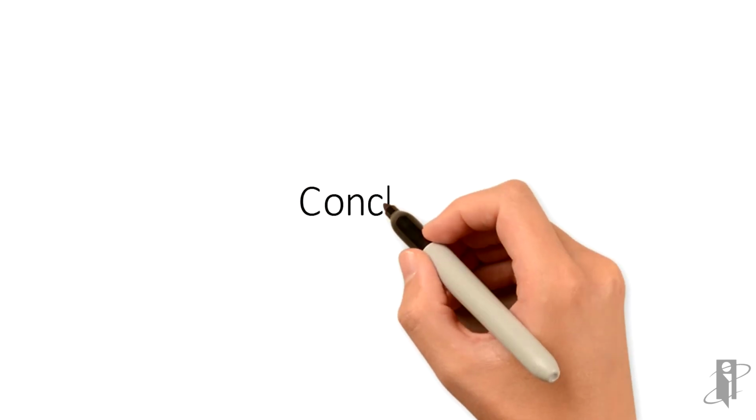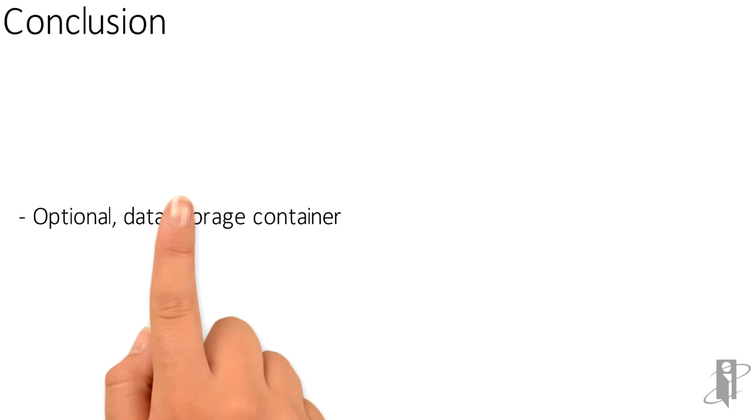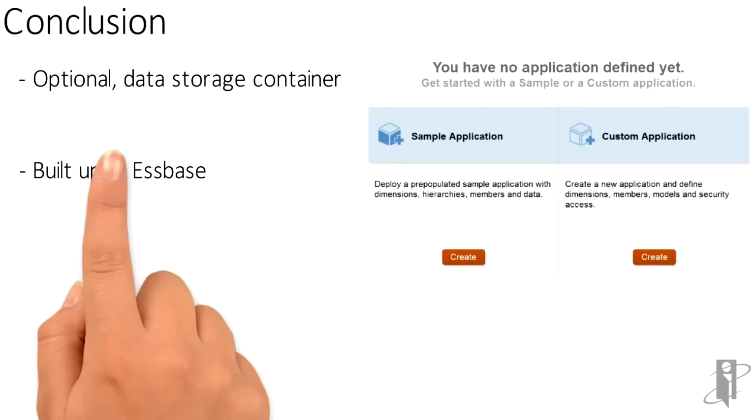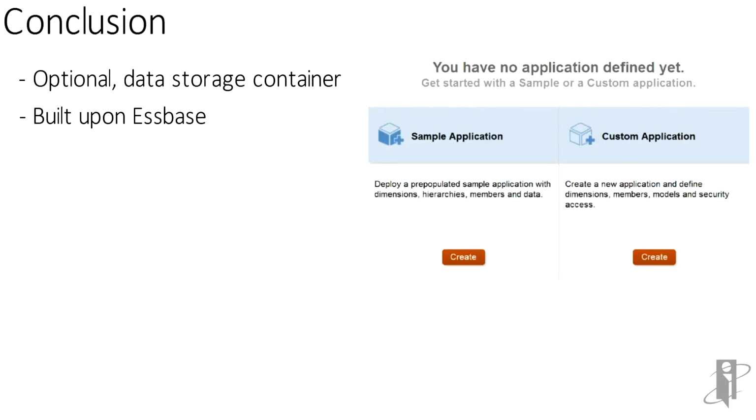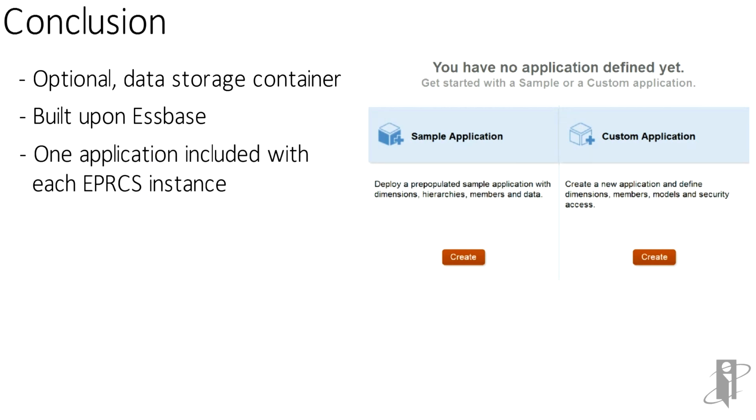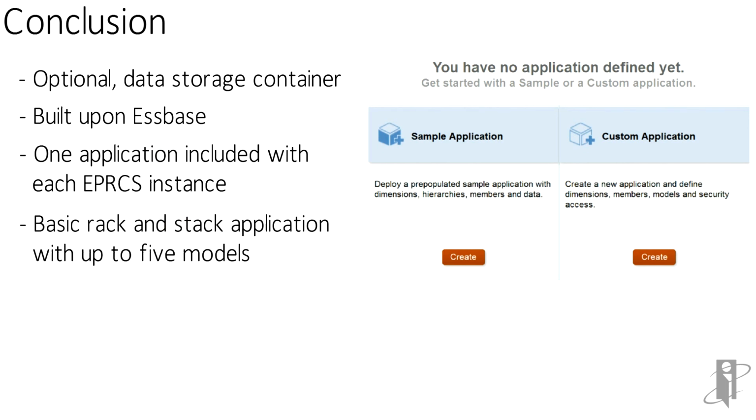In conclusion, EPRCS provides an optional data storage container that's built upon Essbase, and this is there to fill a gap in case you're a customer who may not have any other type of EPM data source or just need something a little extra to store some extraneous data for your report packages. You get one application included with each EPRCS instance, and each application can have up to 5 models.